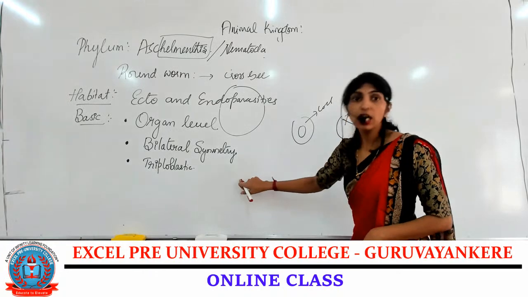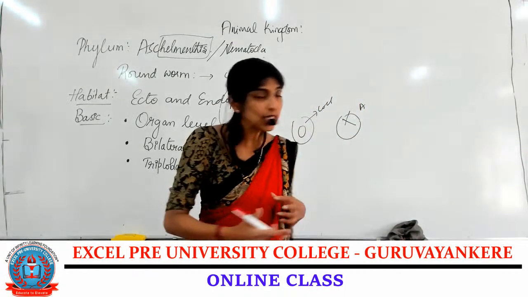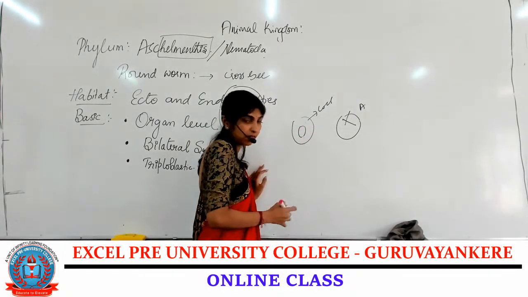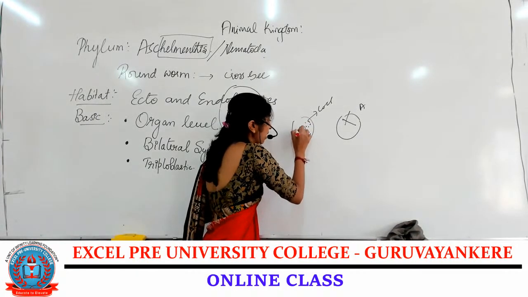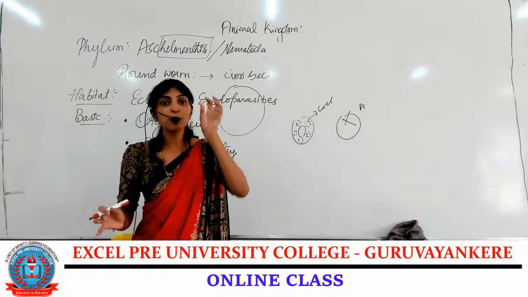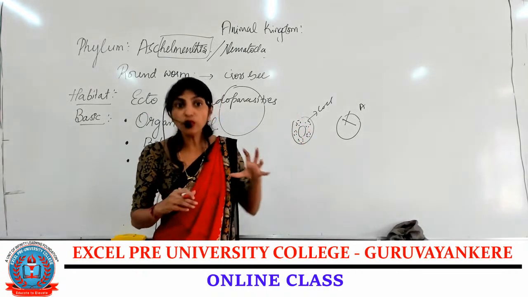But in this organism, they have a false coelom. That means they have a body cavity, with small pouches present in it. Inside the cavity, they have smaller pouches of cells. That is why we cannot say they have a true coelom.